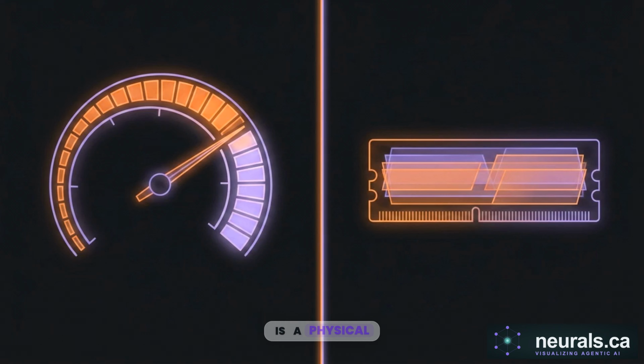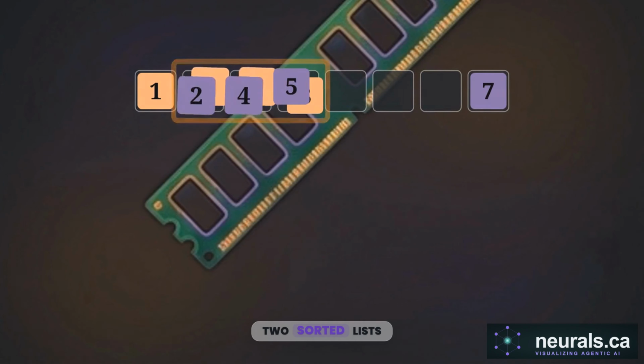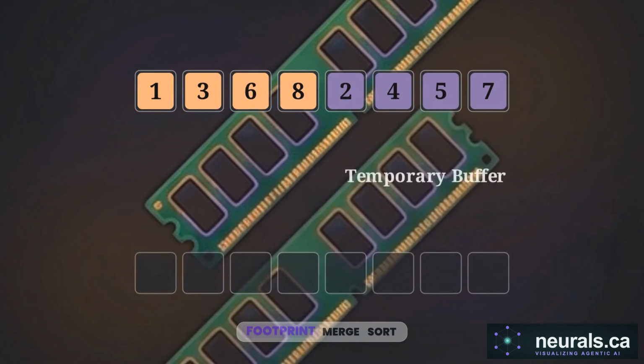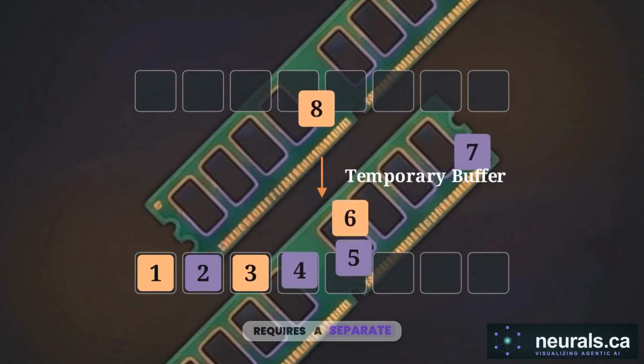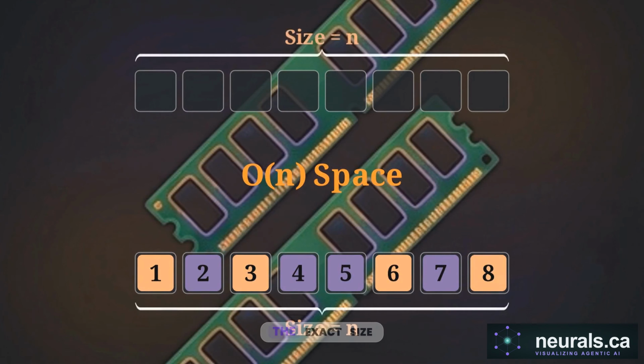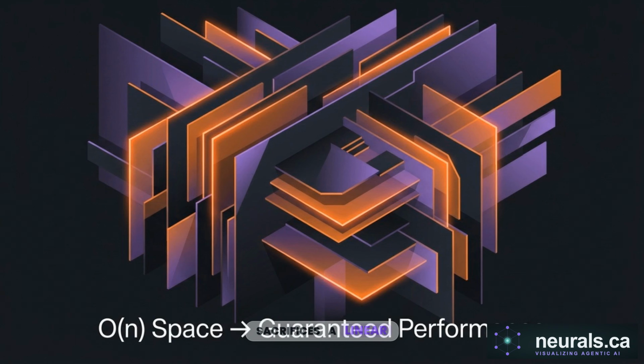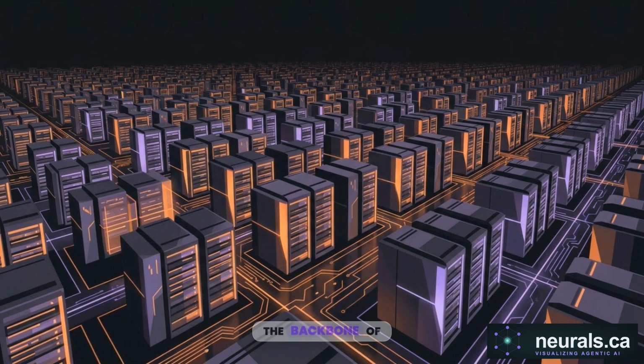There is a physical cost to this efficiency. Because you cannot cleanly merge 2 sorted lists within their original footprint, merge sort requires a separate temporary memory buffer the exact size of the input data. It deliberately sacrifices a linear amount of RAM space to buy absolute certainty in processing time. That trade-off makes it the backbone of big data.